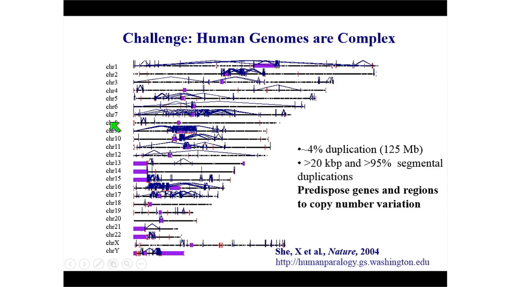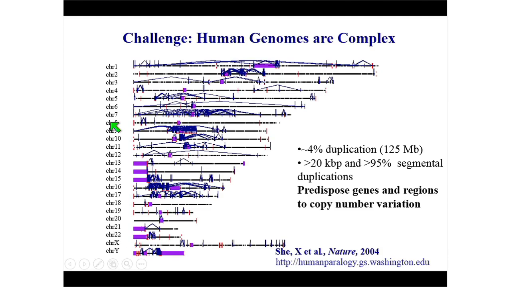So the reason that detection of genetic variation is so difficult is our genome is complex. This is just one of those complexities depicted here. What I'm showing you in this map is a schematic in blue of all the regions that are duplicated within a chromosome that are 95% identical and greater than 20 kilobases in size. And so you see this distribution of duplications. Some chromosomes are loaded with this duplication.